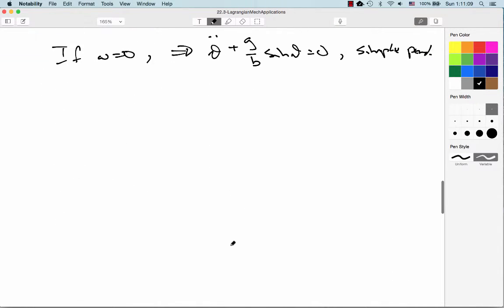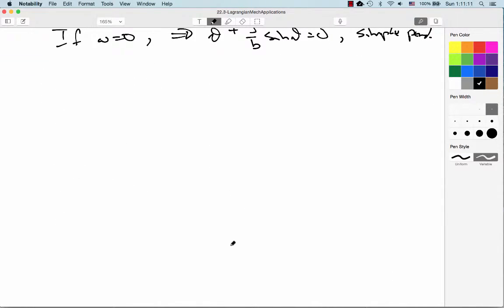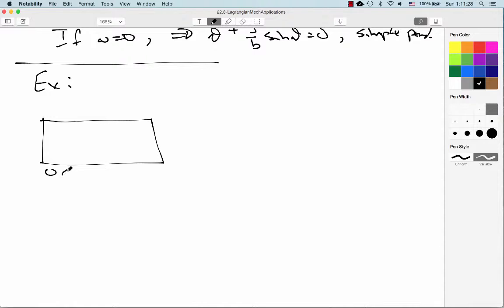Okay. So another example where we can start to think about non-inertial frames. So we can talk about a pendulum that's in an accelerating railroad car. So we've done this problem before. So let's say we're accelerating forward at A.